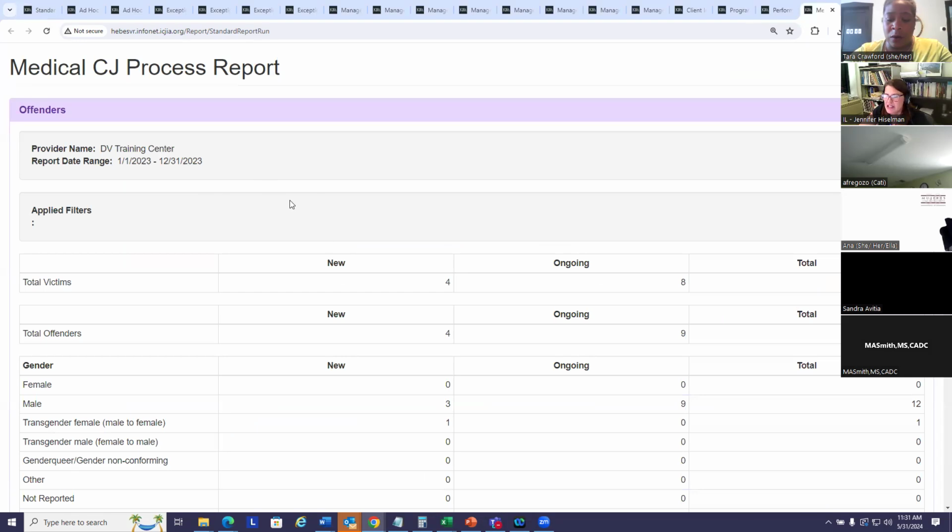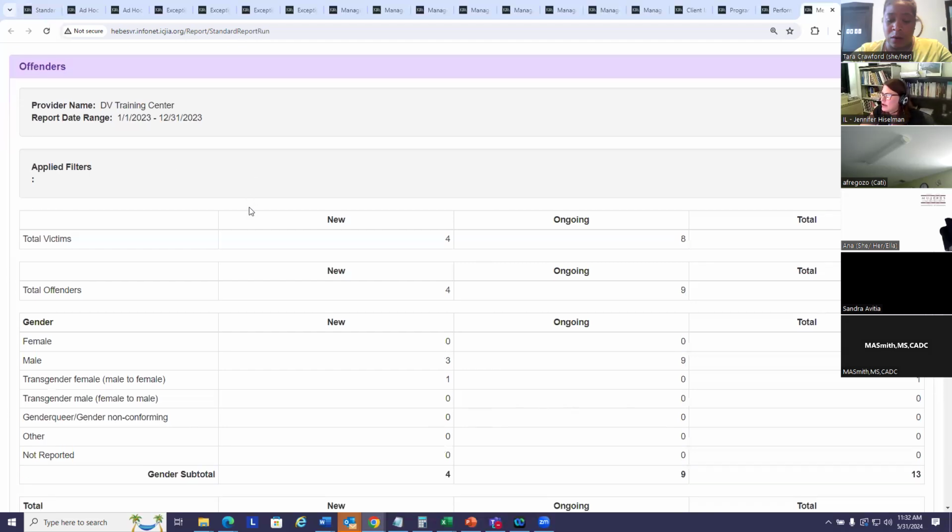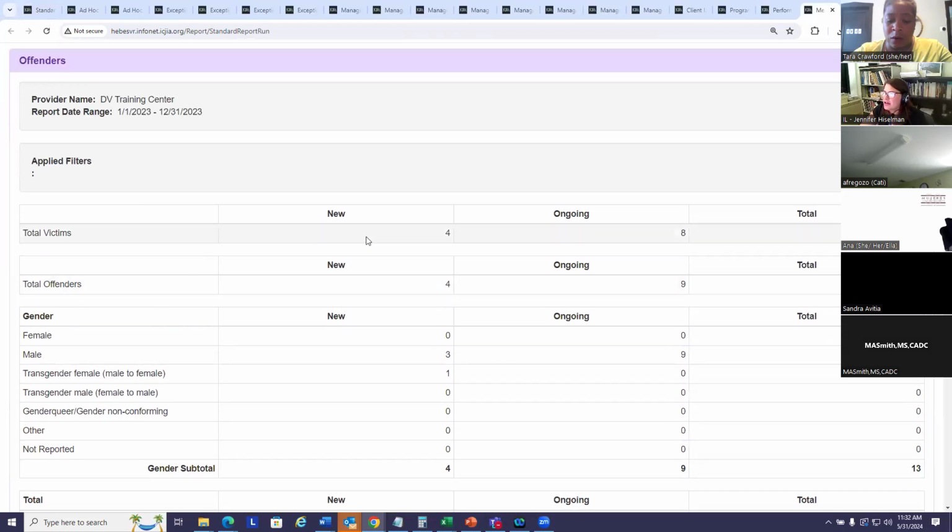The first table displays data on your person who caused harm, or the offenders as it's labeled now. The first row here is total victims, and we have this row here because it's helpful. This includes everybody who has an offender record linked to them.